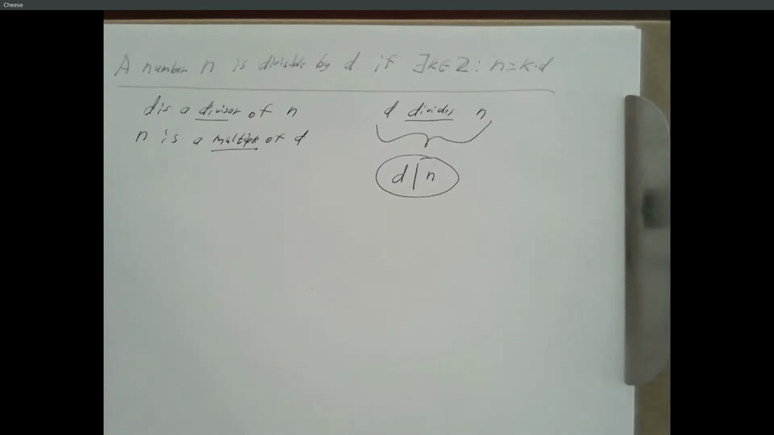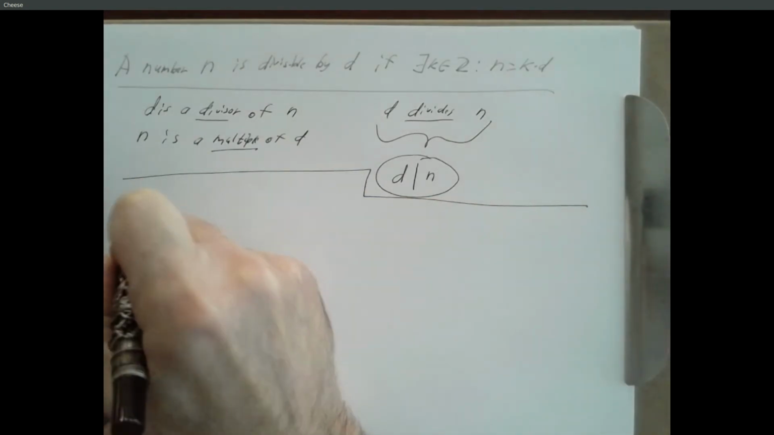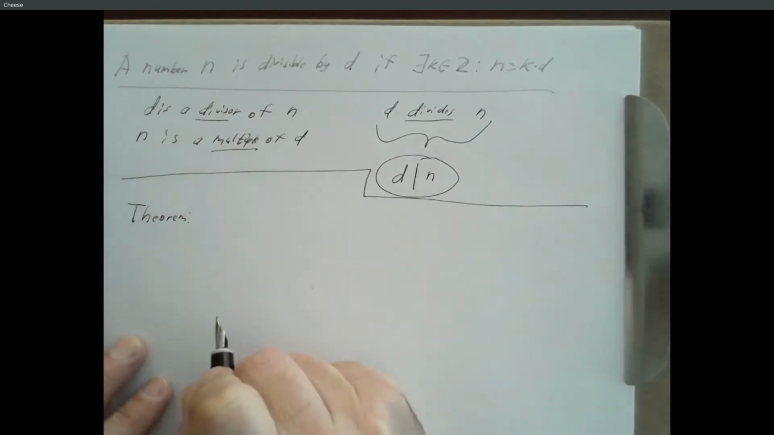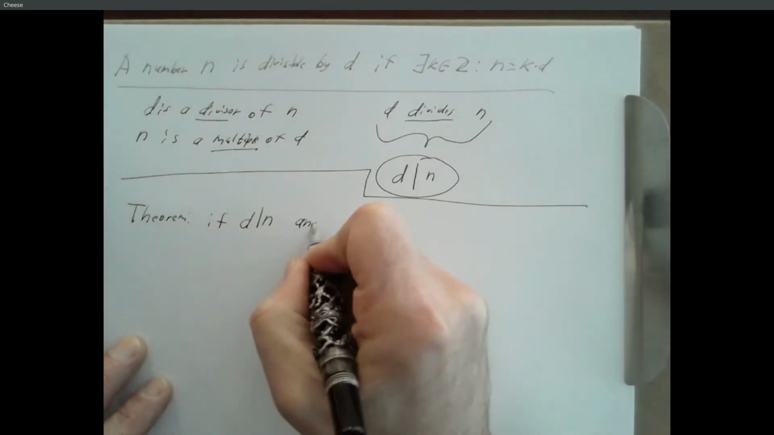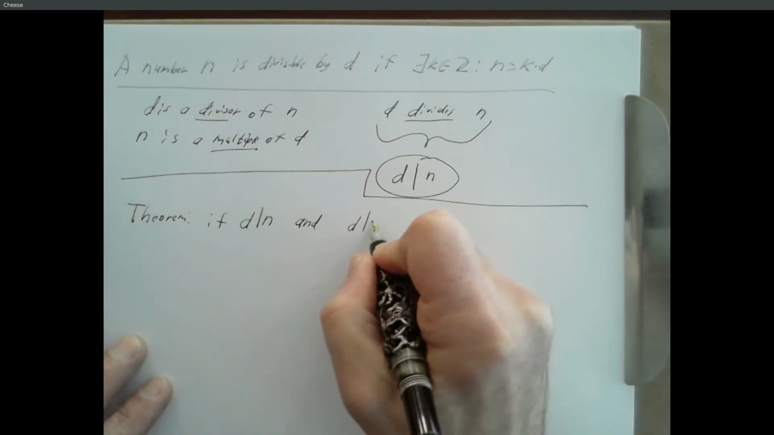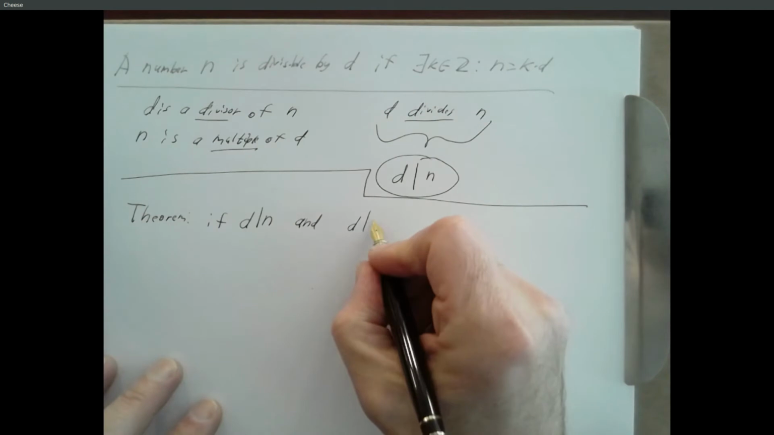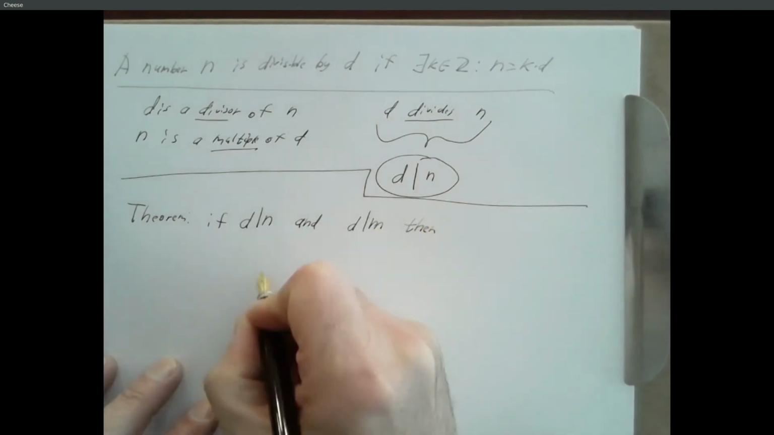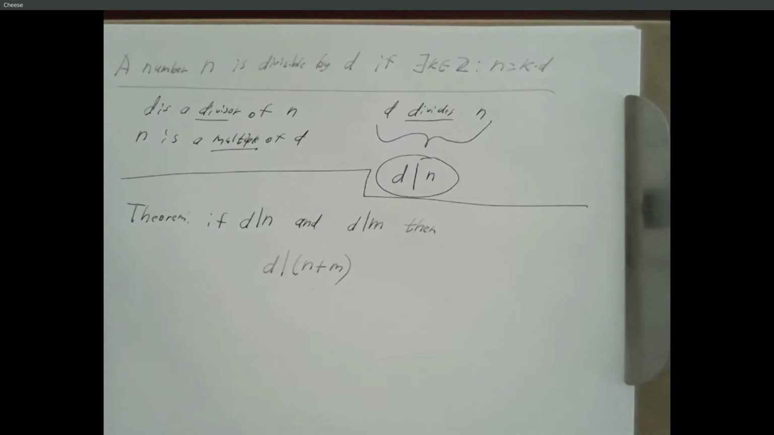And we can start stating and proving a bunch of theorems about divisibility. For example, here's a theorem. If d divides n and d divides m, then d divides n plus m. So if two numbers are divisible by d, their sum is also divisible by d. Yes? Divisor is like saying it's a factor of? Yes, it's a factor of.